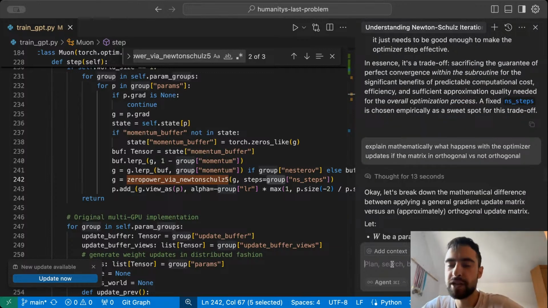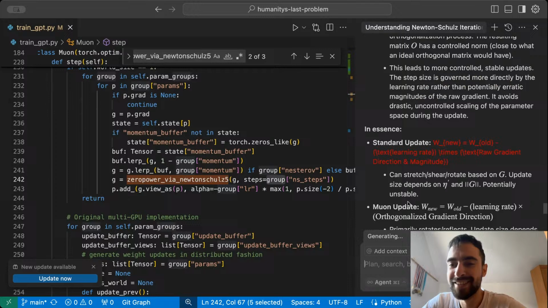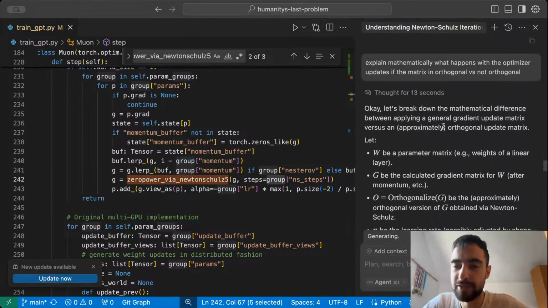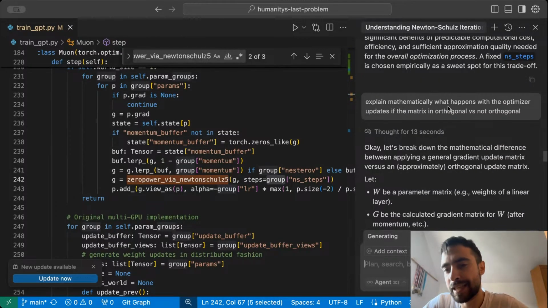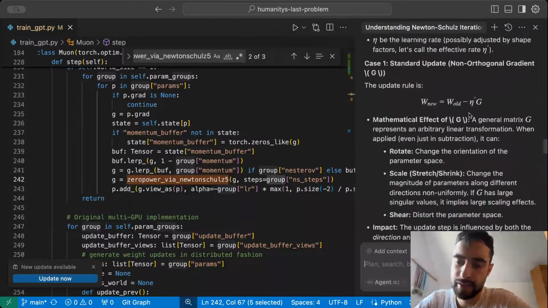Okay, so my question would be, there is a matrix and you are trying to make it a more orthogonal matrix, but not perfectly. Why? Okay, but maybe that question is answered here as well. Explain mathematically what happens with the optimizer updates if the matrix is orthogonal versus not.